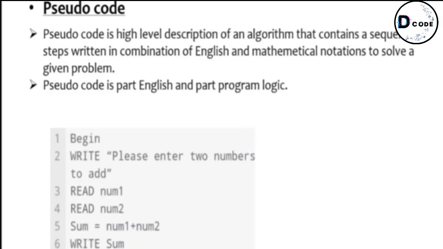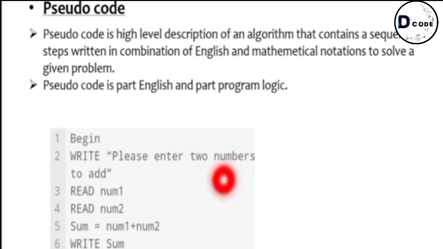Now we'll discuss pseudocode. Pseudocode is a high-level description of an algorithm that contains a sequence of steps written in a combination of English and mathematical notations to solve a given problem. Pseudocode is part English and part algorithm.